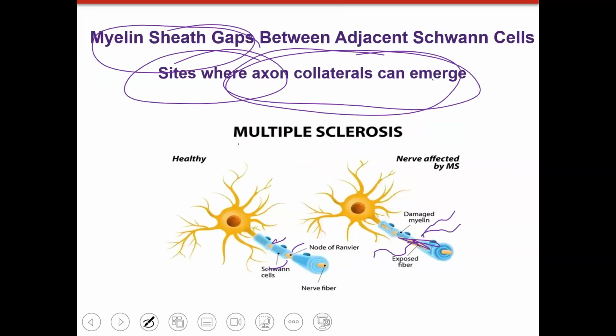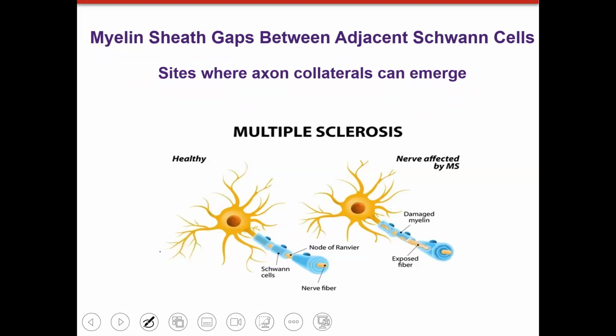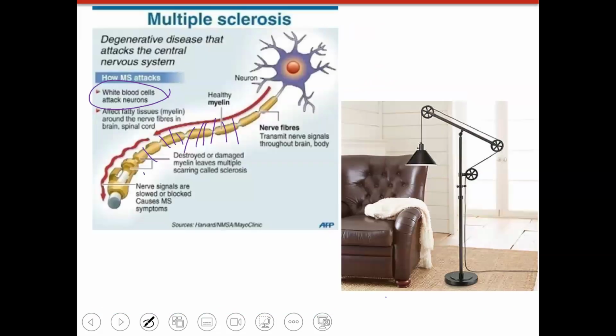Well, myelin sheath gaps between our adjacent Schwann cells are the sites where axon collaterals can emerge. They can't come out of the area where the myelin sheath is. It can only come out of the areas where it is not. So in order to repair, it is creating more areas like this, so it can get some collaterals or offshoots out to bypass the nerve part that is damaged. And so it starts destroying that. The immune system's like, hey, I got to strip this wire.